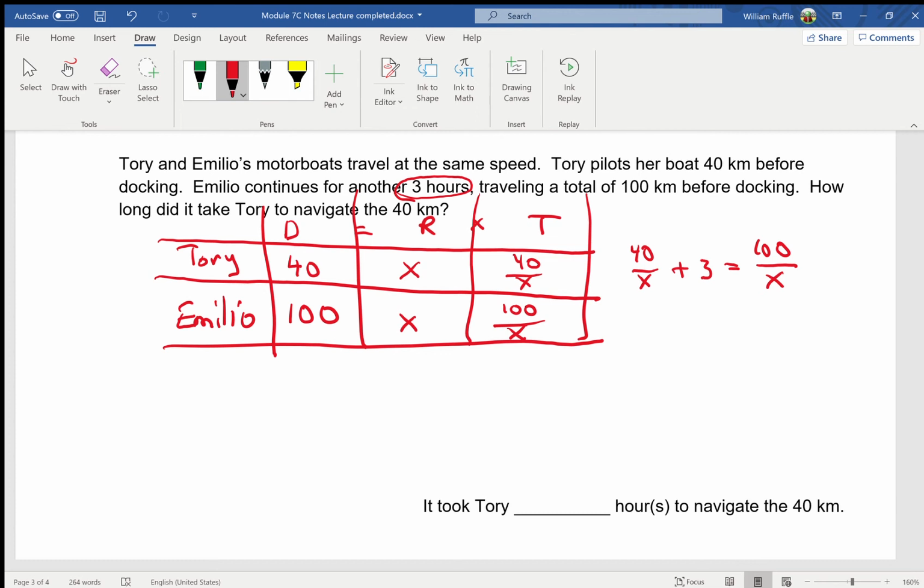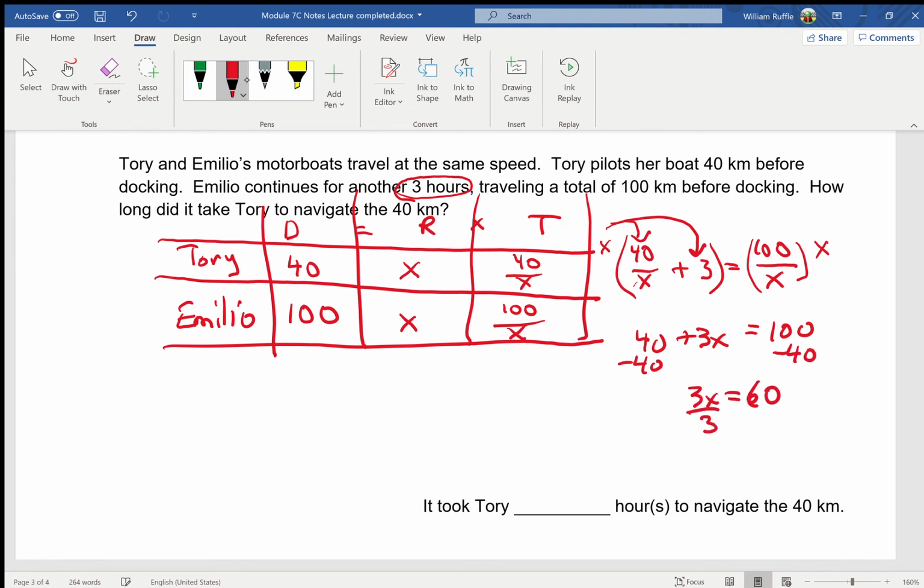So what we've got to do is multiply it out, or find the common denominator and multiply by that. The common denominator is x, so we're going to multiply each side by x. Remember, when I do it to the first one, the x's cancel, so I'm left with 40. When I do x times the 3, it's plus 3x equals, the x's cancel, 100. And again, it works out very nicely, doesn't it? Minus 40, minus 40, I get 3x equals 60, divided by 3, x equals 20.